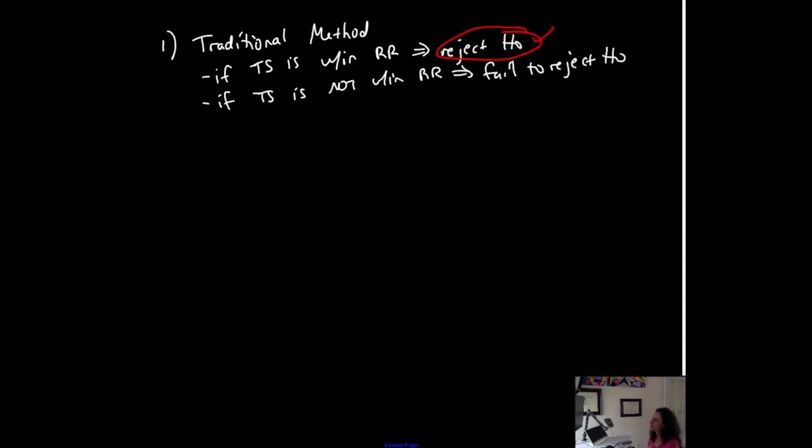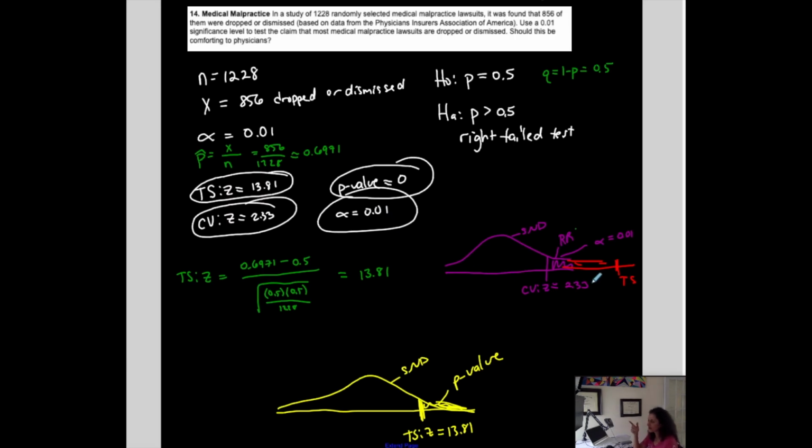So like I said, people prefer the traditional method because it's very visual. You can see where the test statistic is in relation to the rejection region. If it's in there, reject. If it's not, fail to reject. Okay? So that is one reason why some students prefer the traditional method, based on the nice visual of what your situation is.